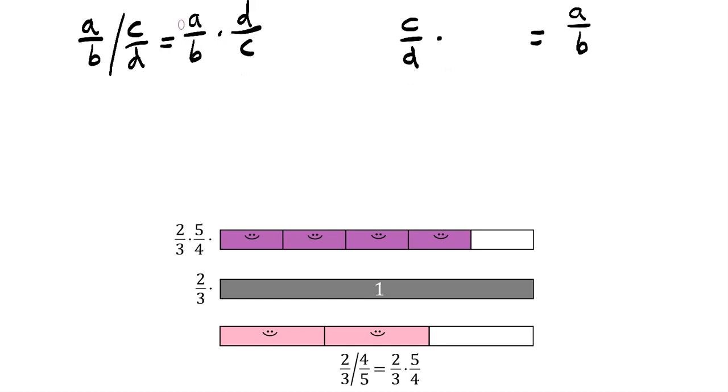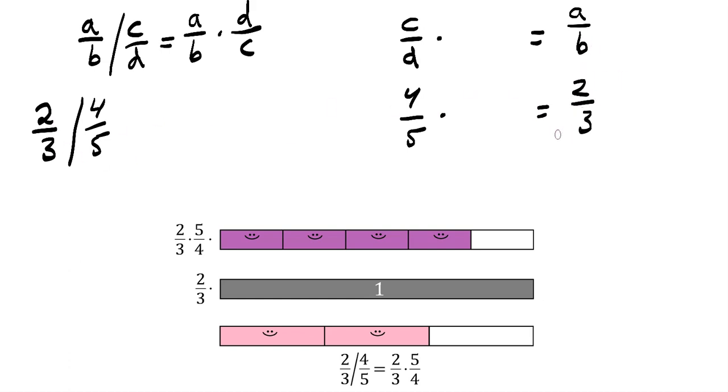So let's take a concrete example, with concrete numbers. So let's look at 2/3 divided by 4/5. Okay, so then we have c/d here is 4/5, and a/b is 2/3. So what should we put here? Yeah, we should try this one. And if you look at here, then this is 2/3 multiplied by d/c, and that's 5/4.